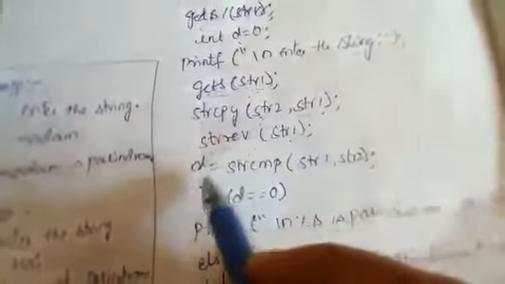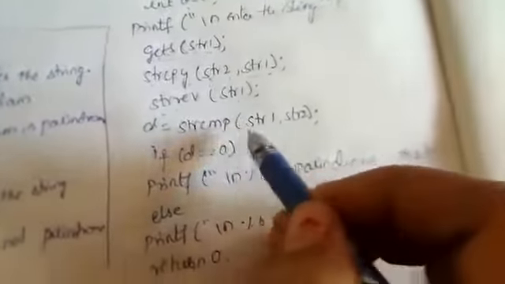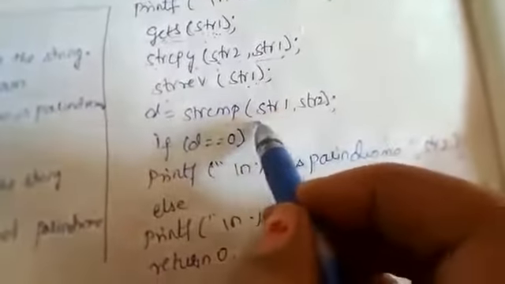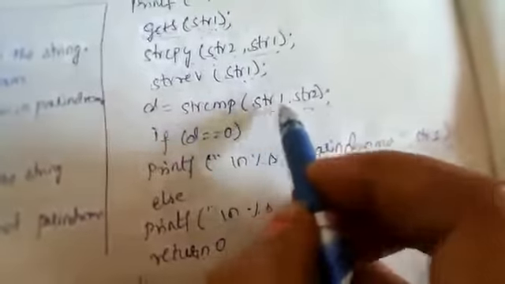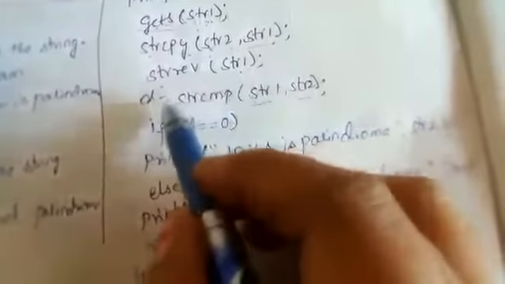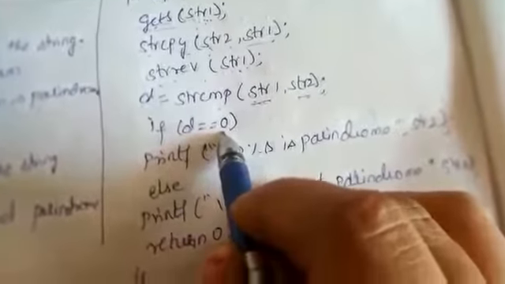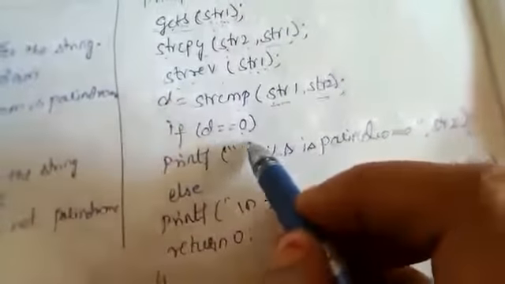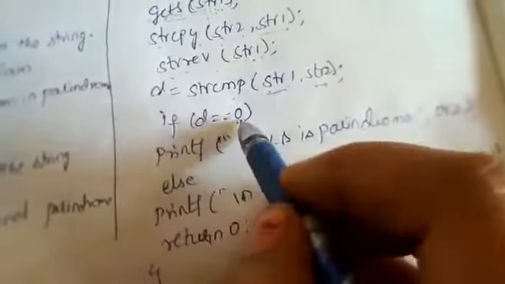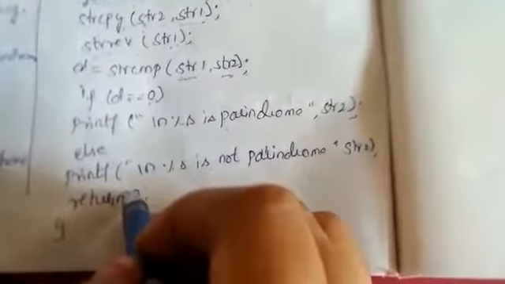Now I am comparing and storing the result in d: d = strcmp(str1, str2). So we are comparing the two strings. If these two strings are equal, then d will be 0. If it is not equal, based on the ASCII codes, it will return less than 0 or greater than 0. If it is equal, d will be equal to 0, and that will be stored in d. If d is equal to 0, I am printing "%s is palindrome", that is string 2. Or else, if it is not equal to 0, then it is not a palindrome.